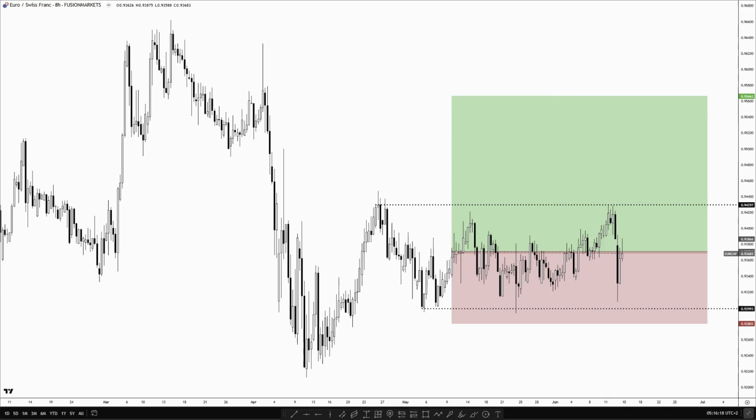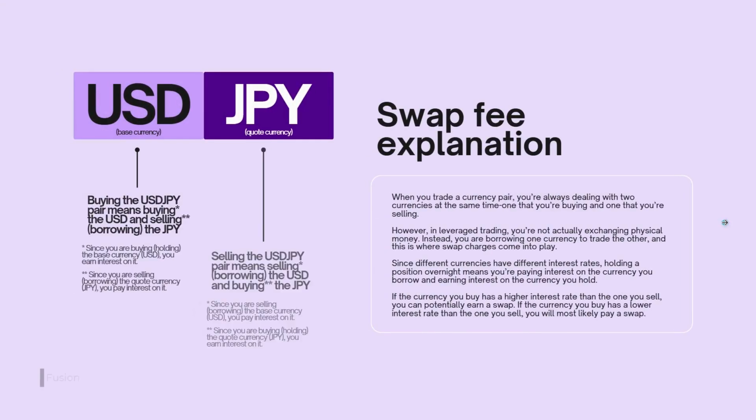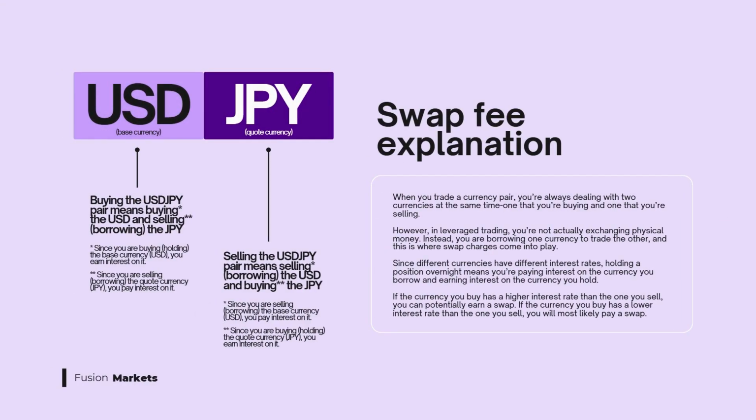Now, most traders focus on trying to avoid swap charges by making sure that they close all of their open trades before the market closes, and that's fine. But there are some cases where traders can actually earn swap payments, and this is called a carry trade strategy. Let's see how this works. When you trade a currency pair, you're always dealing with two currencies at the same time. One that you are buying and one that you are selling.